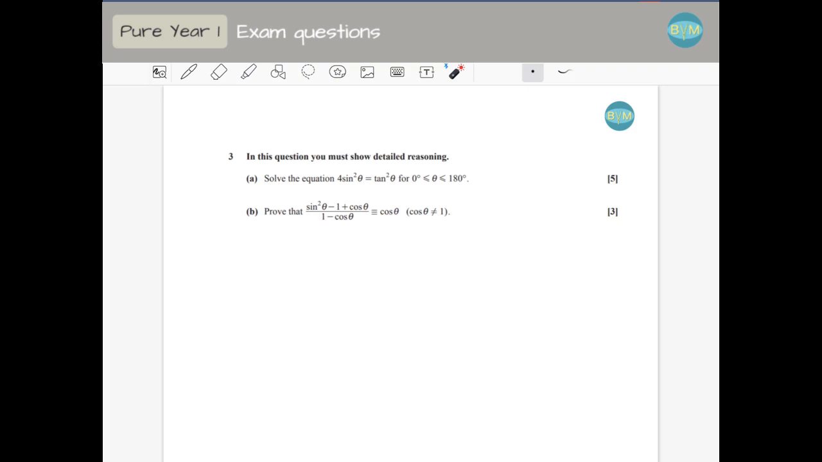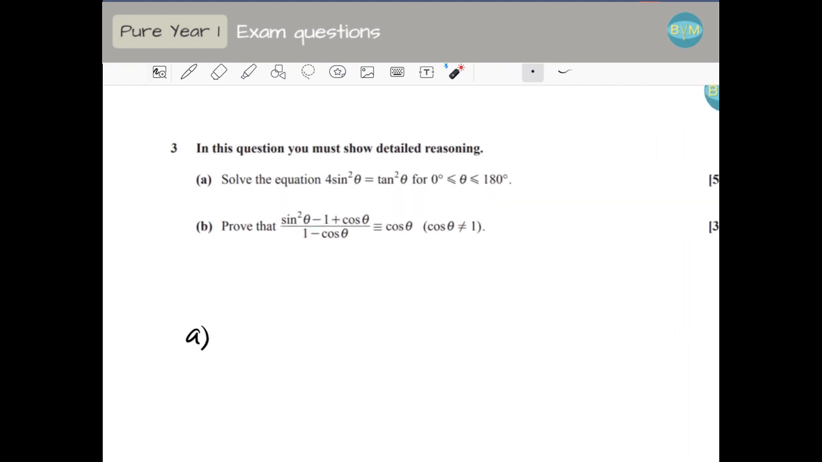Hello, this is question 3 on your November 2020 paper 1 from OCR, the AS paper, the year 12. So you have to solve this equation. And I think every time you have sine squared and tan squared, my inclination would be always to write this tan as sine divided by cos and carry on from there.